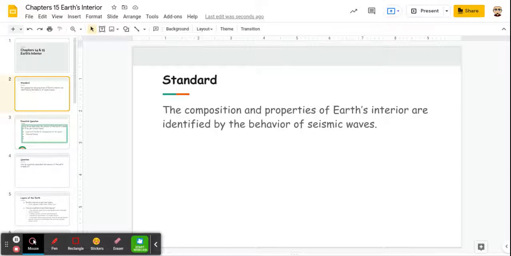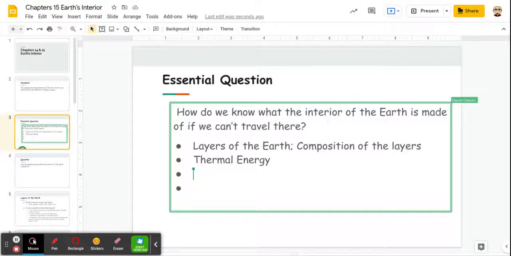Scientists have also used thermal energy to make predictions and gain understandings about what's going on down there. They've used their knowledge of convection currents, how matter moves in a fluid, to help them determine what is going on inside the Earth and on the Earth's surface. And the last one, like I just said a second ago, seismic waves.